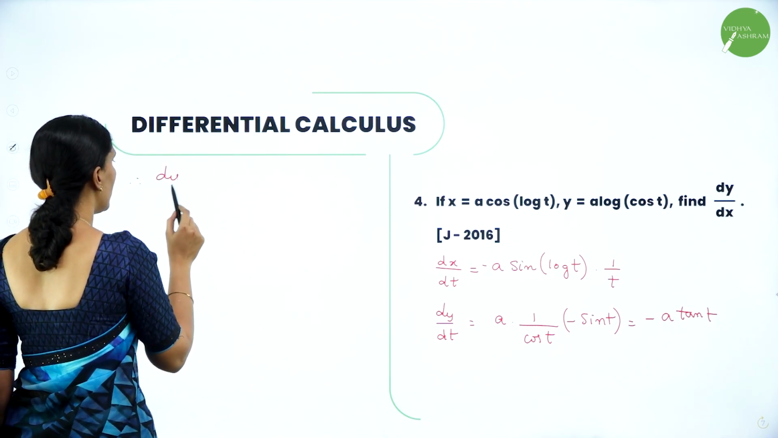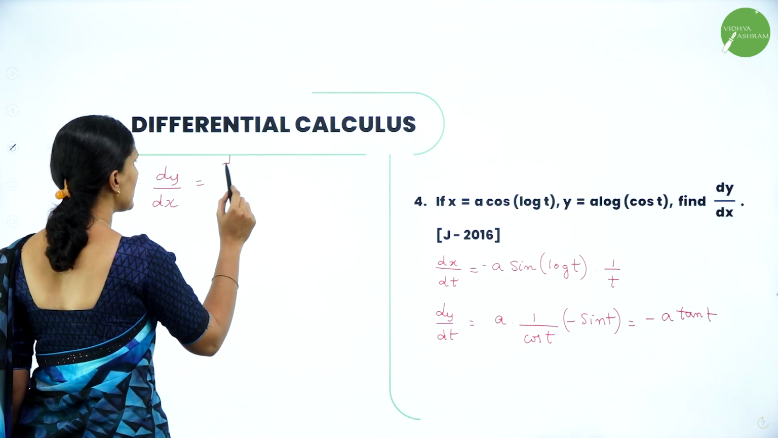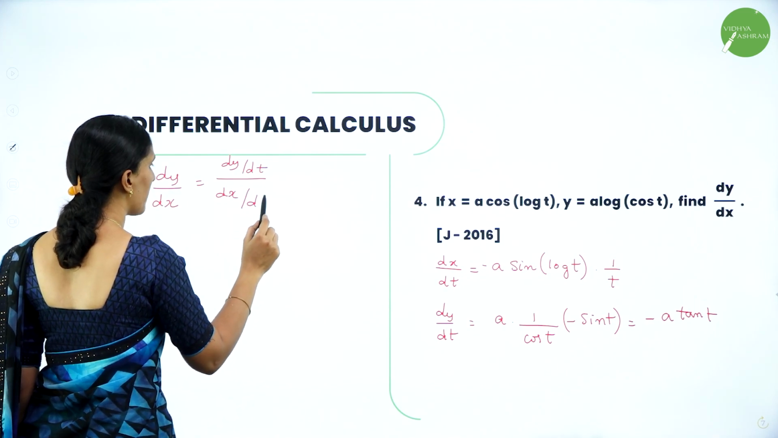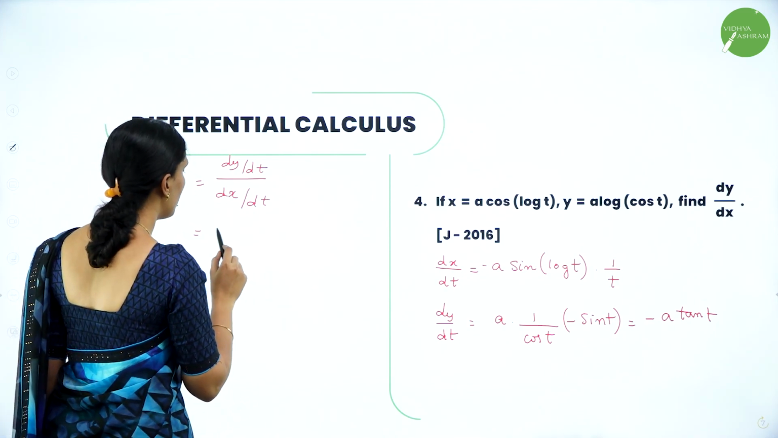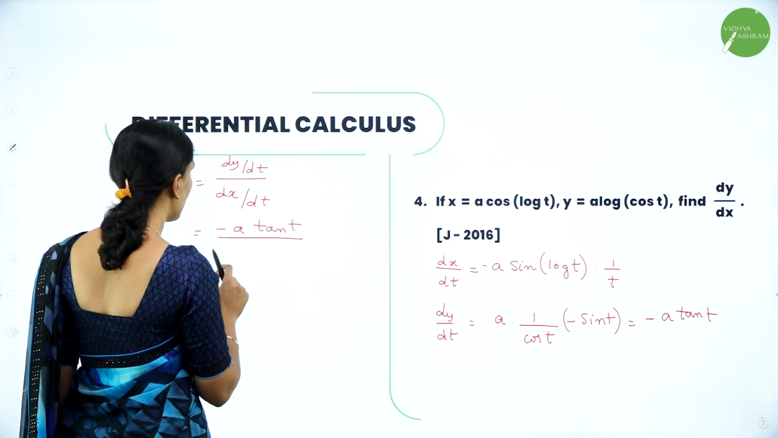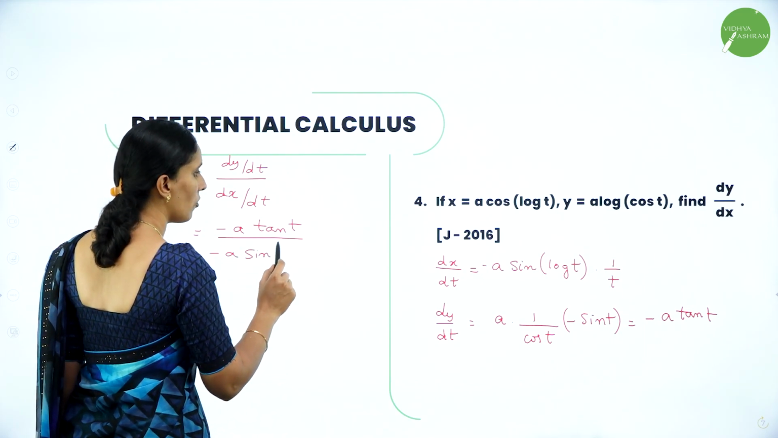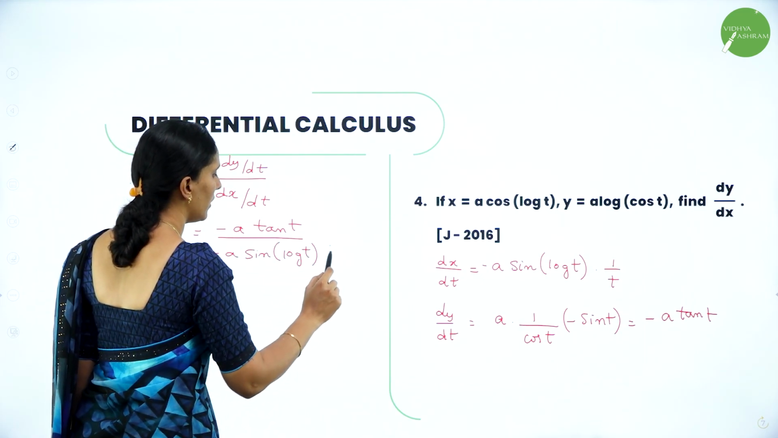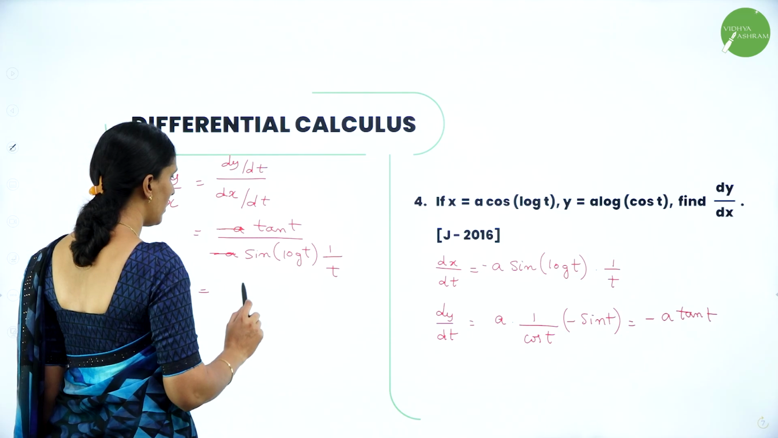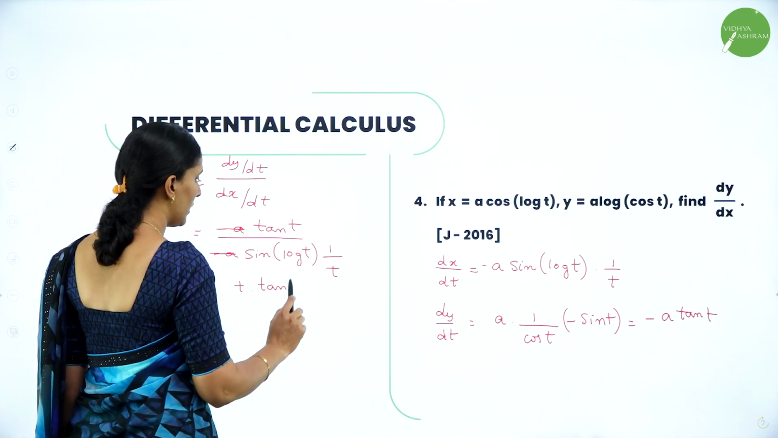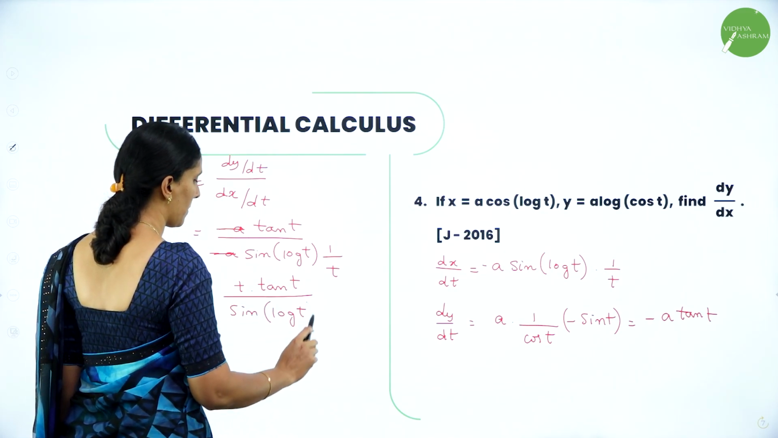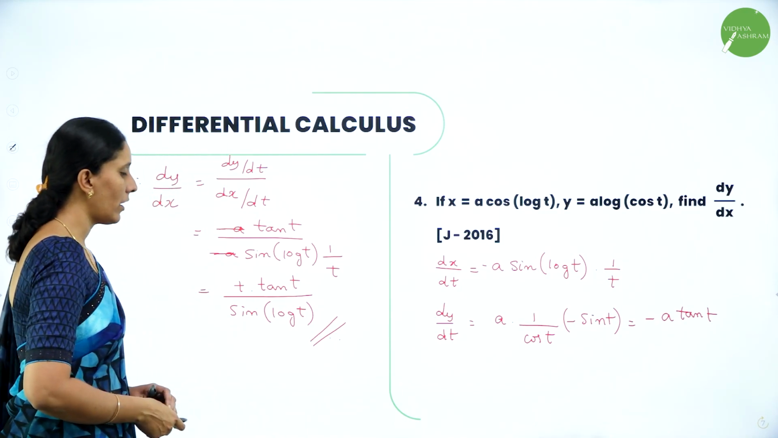Therefore dy by dx can be written as dy by dt over dx by dt. So dy by dt is minus a tan t and dx by dt is minus a sine of log t into 1 by t. So we can cancel minus a here. So then we'll get t into tan t divided by sine of log t. So this is the derivative of the given function.